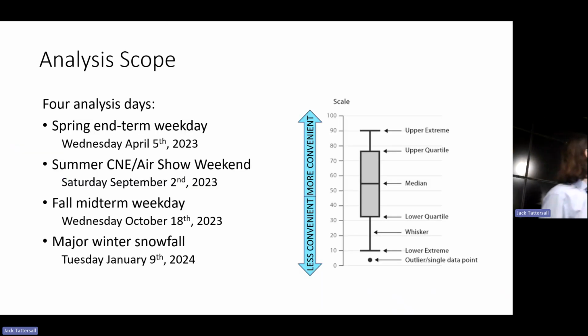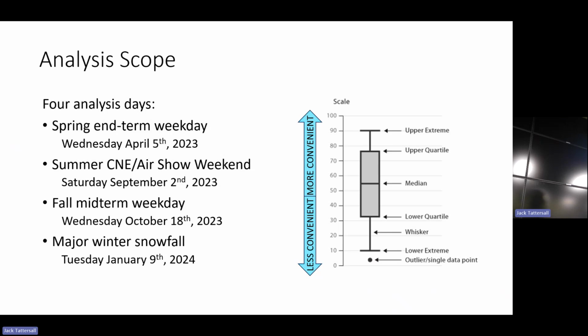So for the scope of this analysis, I applied it to four specific days to capture how connections on the network are impacted under my metric. So we looked at a spring end-of-term weekday for school and university, which was Wednesday, April 5th, 2023, as well as a major midterm weekday where people might have exams or classes at university, Wednesday, October 18th, 2023. We chose Wednesdays because they're typically the least affected by work from home, because people might extend their weekend, but they're still going to go into the office on Wednesdays.